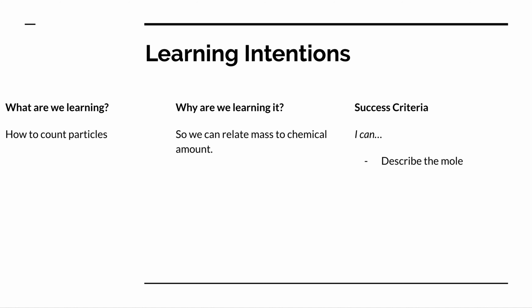Today we're learning about the mole, which means we are going to learn how to count particles. And yes, chemists have their own ways of counting particles. The reason we're doing this is so we can relate mass to chemical amount down the road. Mole is another way of saying chemical amount. And our success criteria is being able to describe the mole.